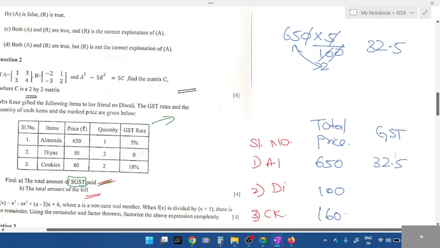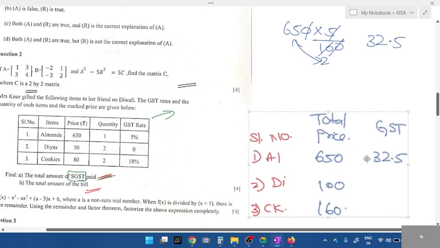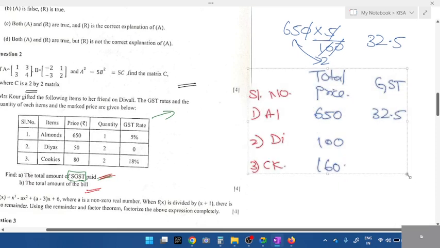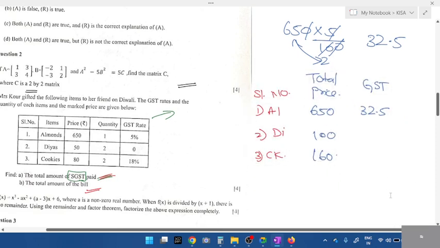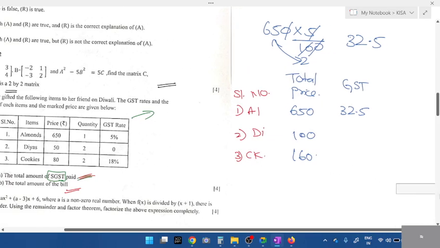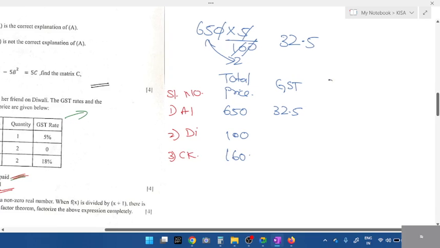Do we need to calculate GST or SGST? SGST, right? So next to GST, what you have to write? Next to GST, SGST. What is SGST? Is it 32.5 or half of it, students? It is half of it. So when you divide, 2 goes 16 times, point. 2 2s are 4, carry 0, 1, 5. 16.25 is SGST.